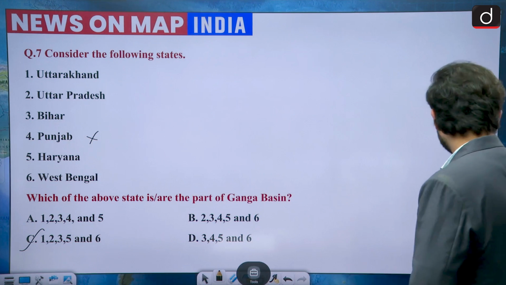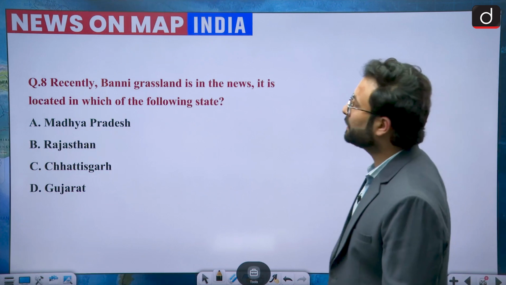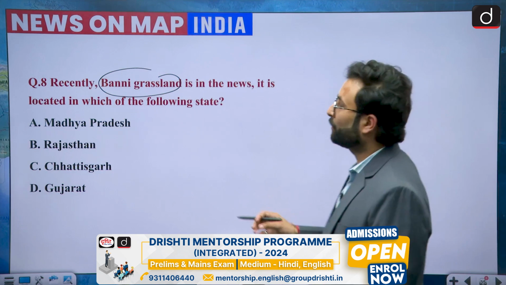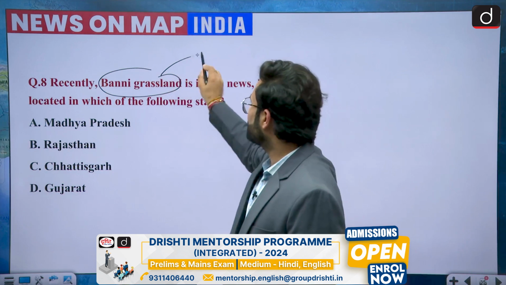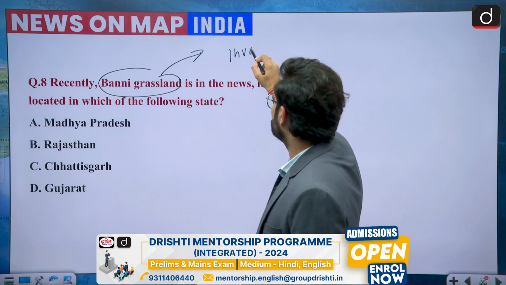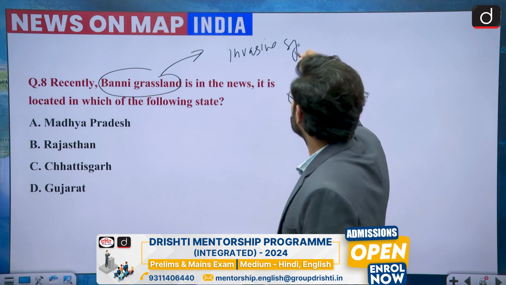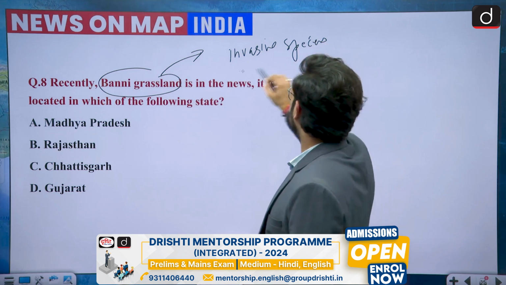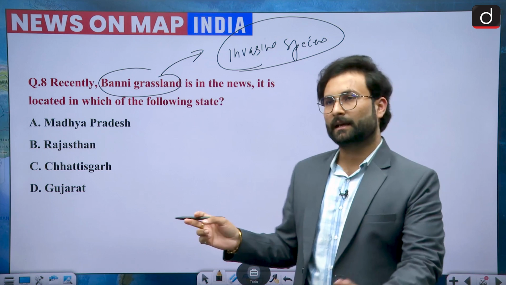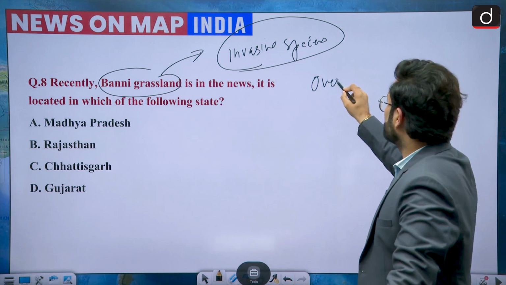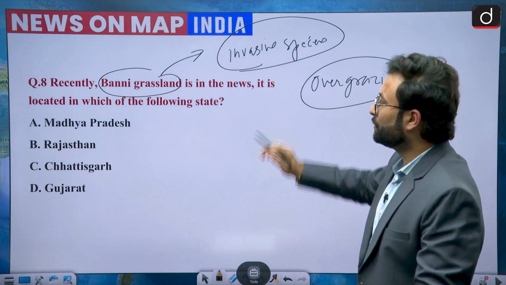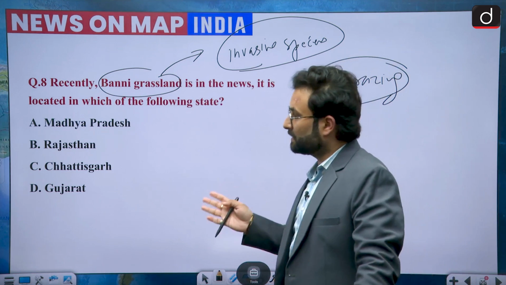Moving toward the last question of the day: recently Banni grassland is in the news. It is located in which of the following states? This grassland has been in the news because of some kind of invasive species which has dominated the area of the grassland, and other than that there is an issue of overgrazing in this area. That is why this has been in the news. So options are Madhya Pradesh, Rajasthan, Chhattisgarh and Gujarat.